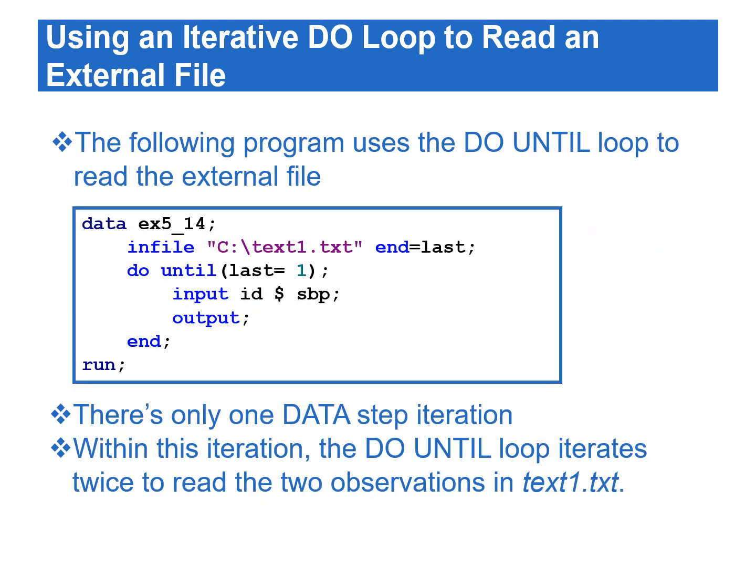In this program, the data step execution only iterates once. Within this single iteration, the do until loop iterates twice to read the 2 observations in text1.txt.